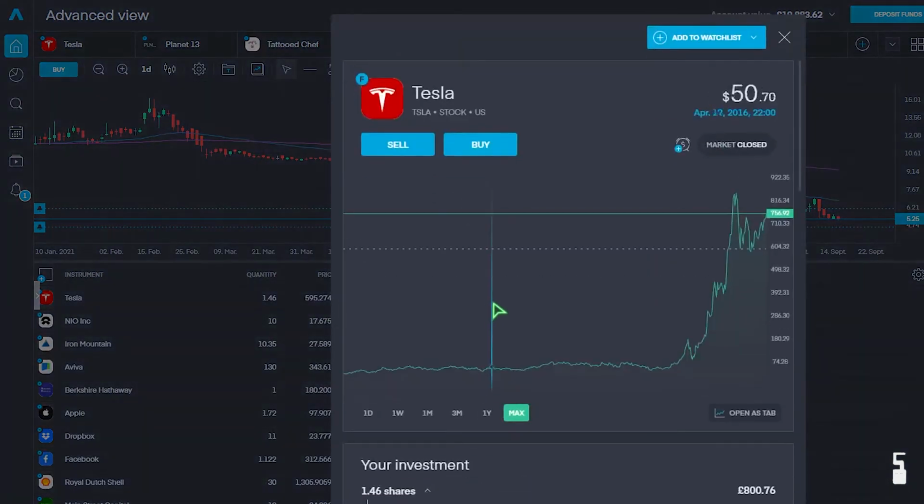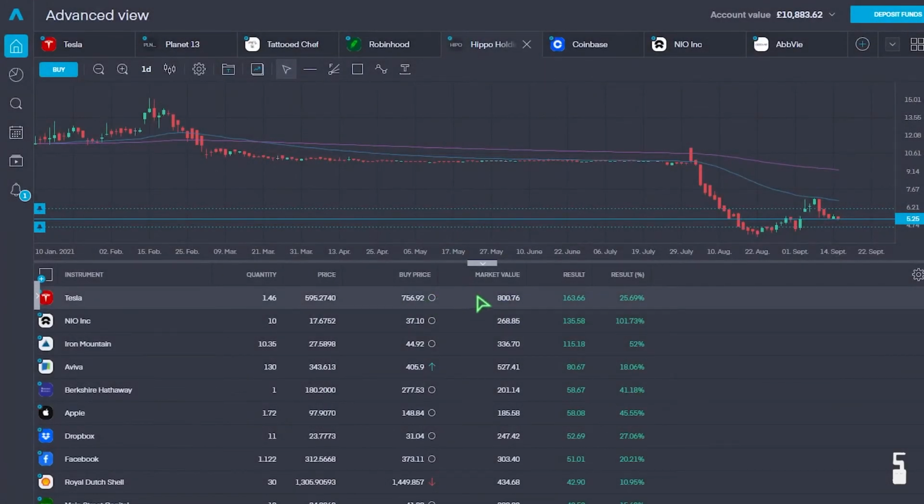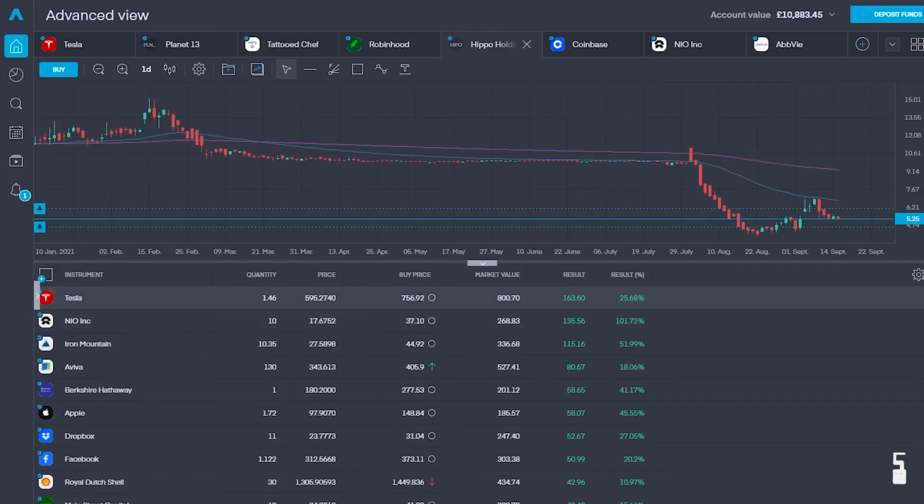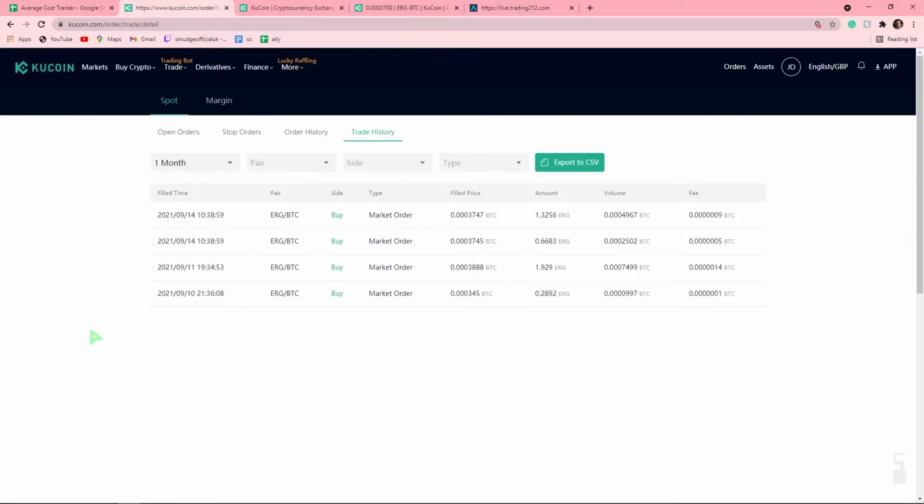So it takes all of those positions, it adds them all up, and it shows me this figure here, which was my average price. The average price I've paid for Tesla with all of those different positions that we've just looked at is £595. Therefore, with the stock now trading at £756, I'm up £163.60.